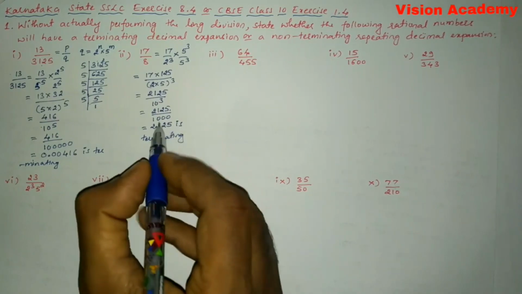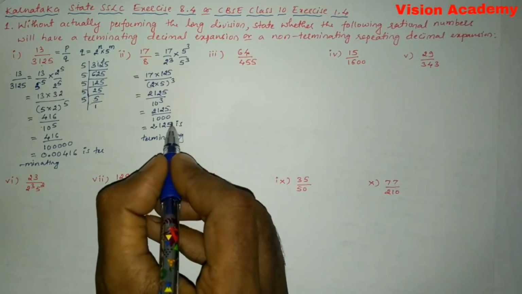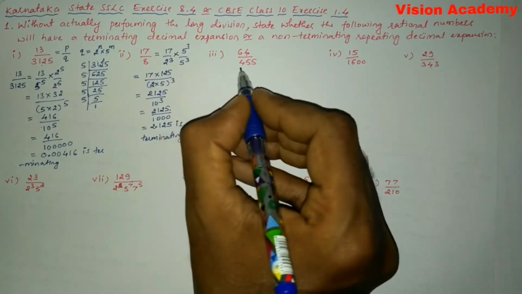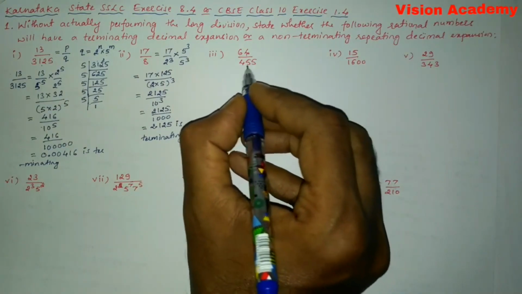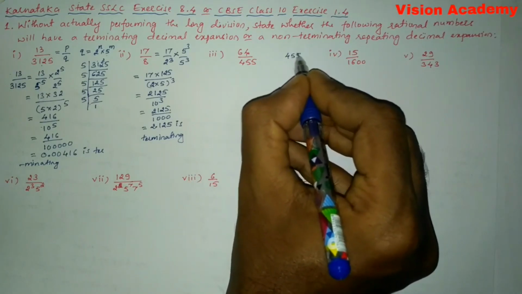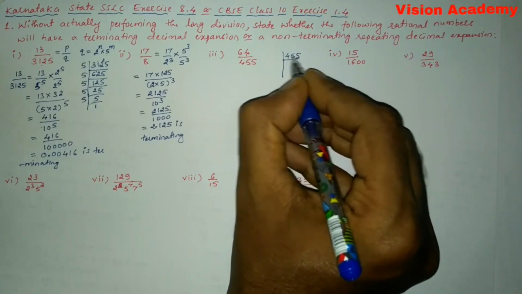Here, the meaning of terminating is that the last digit of this fractional part is 5. So at this particular juncture it is going to terminate. Now let us move on to Roman number 3. Here we are going to divide this 455 by 5 first because it is ending in 5.